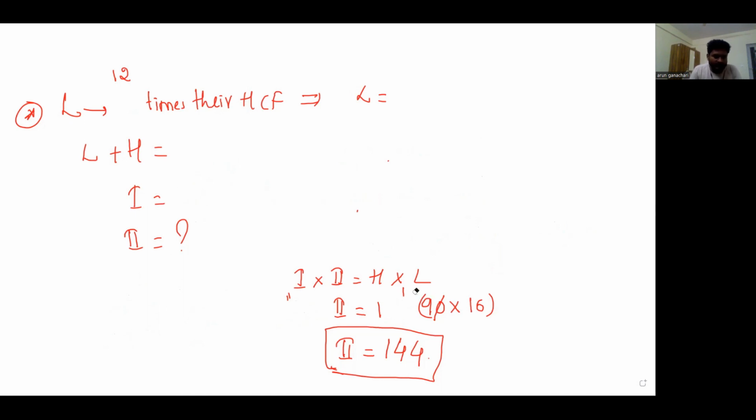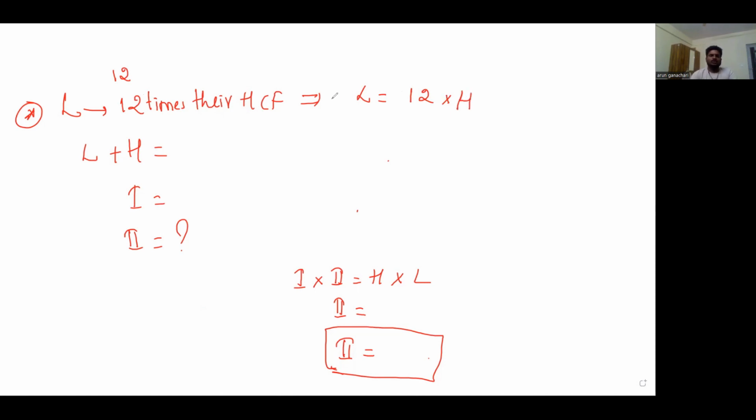123 is not there in the option. You're very close, but you're stuck in one place. Let's see: 12 times their HCF. So LCM is 124. Yeah, 124 is correct.